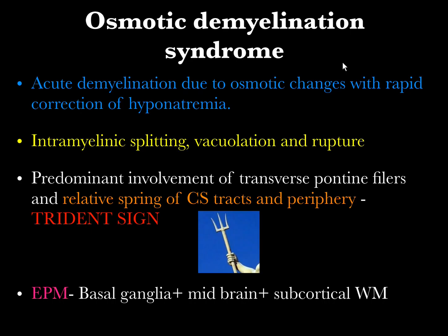And extra pontine myelinolysis, basal ganglia, midbrain involvement and subcortical white matter involvement may also be present. So this is a classic case of osmotic demyelination syndrome with central pontine involvement as well as extra pontine involvement.